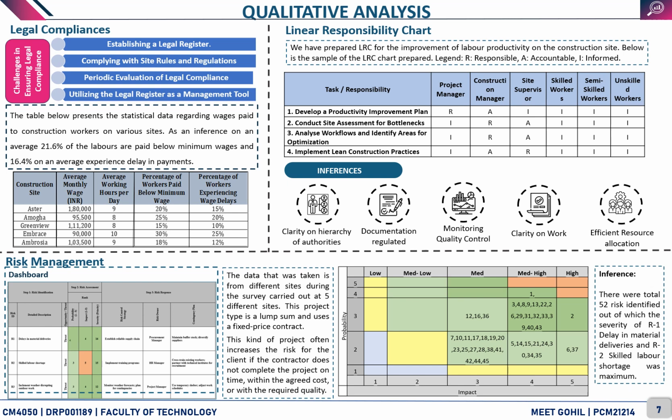Risk management for labor productivity on construction site. We have created a dashboard with the step-by-step process which we have followed to analyze the risk, namely risk identification, risk assessment, and risk response. We also have given a contingency plan to each and every risk. We have identified a total of 52 risks.